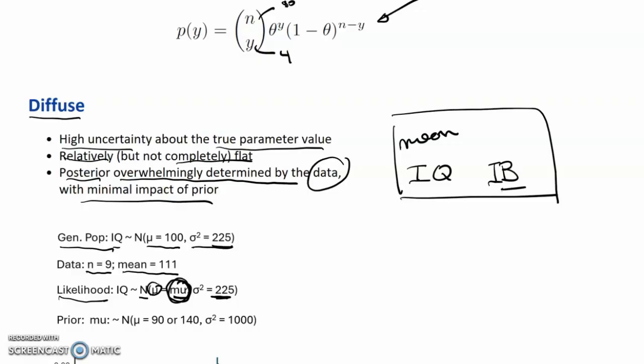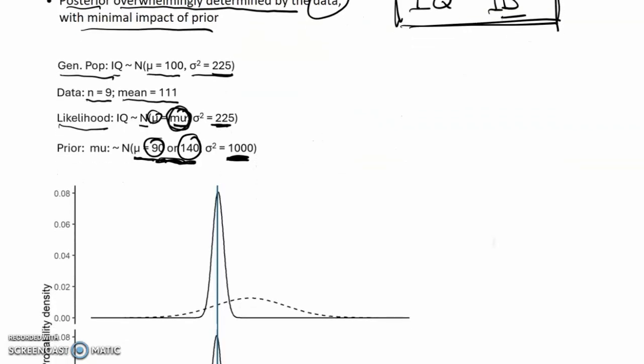And one prior is going to have a mean of 90, and the second is going to have a mean of 140. And the reason for choosing these 2 values is if I think about what the mean IQ of the IB students would be, it would almost certainly lie within this range. The key is that we're going to have a diffuse prior because we assign to it a very large variance.